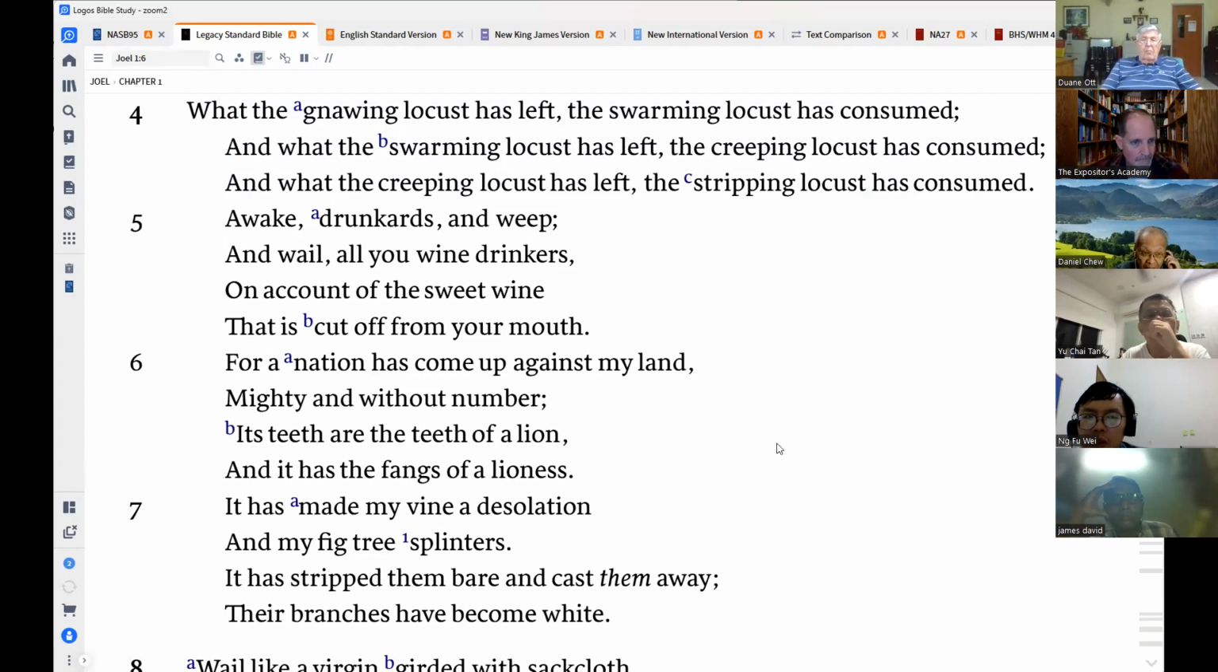How about the drunkard? Yeah, the first one is the drunkards or wine drinkers, right? And what is the image there? And others can answer too. I'm not just picking on Pastor Philip, but if anyone wants to add their thoughts, what's the image of these as he talks about these drunkards, these wine drinkers? Is it weep and wail? Yeah.